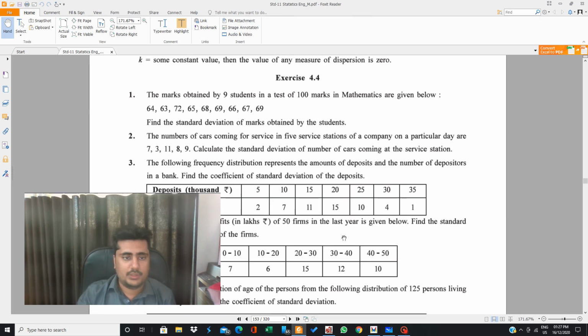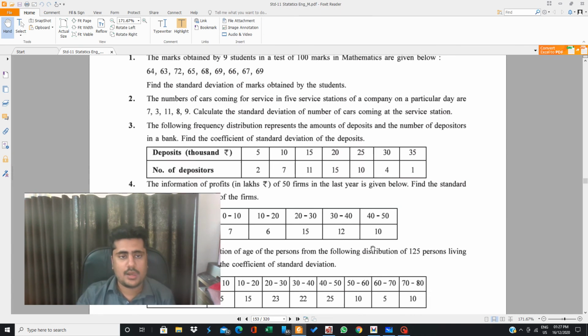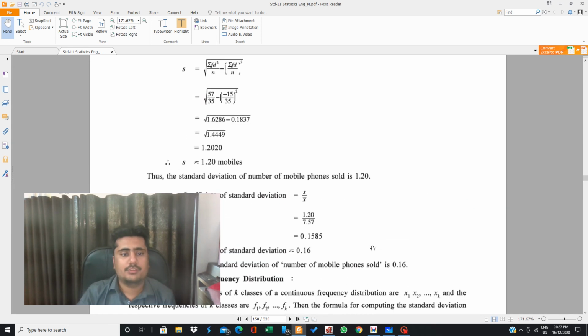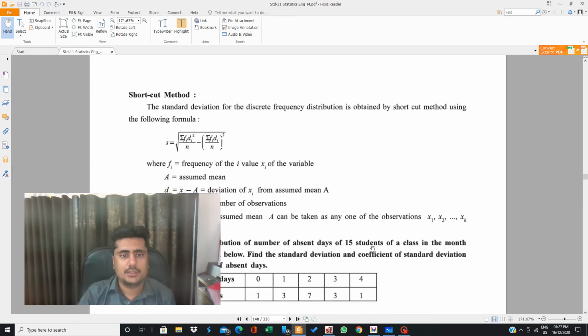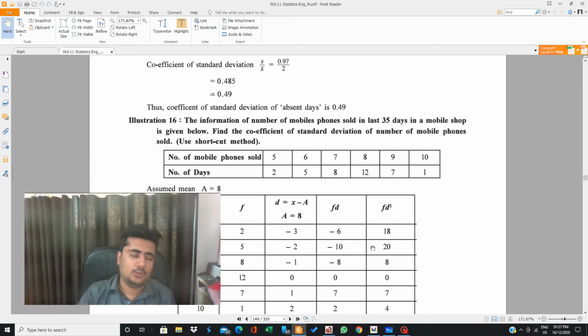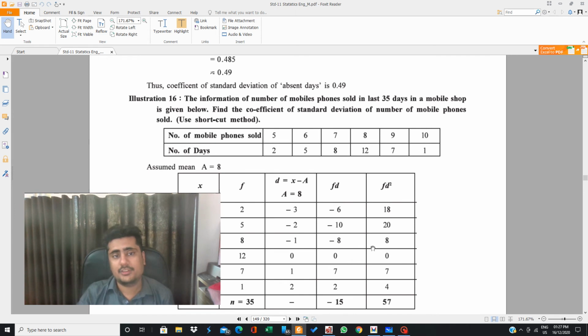So now what we will do, illustration 15. Let us do illustration number 16. In your textbook, they have used a different method, that is the shortcut method, but we are not going to do that method.